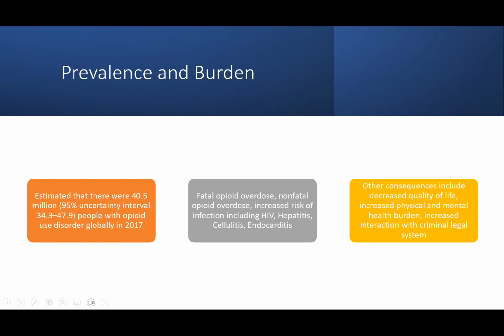There are other consequences that include decreased quality of life, increased physical and mental health burden, increased interaction with the criminal legal system, a lot of problems that are caused from opioid use disorder. So that's why finding effective treatment for it is so important.